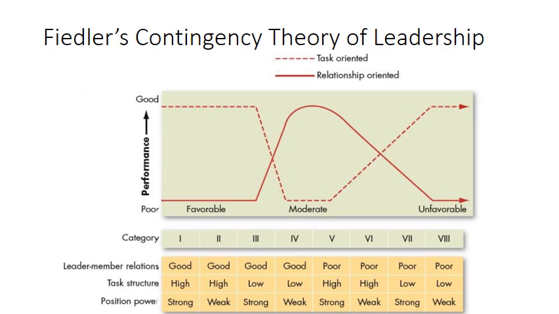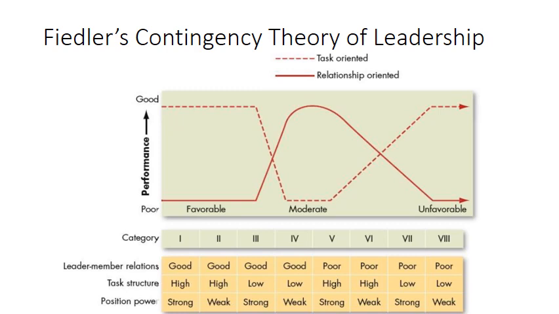See, Fiedler's contingency theory of leadership. Here you can see the dotted lines represent task oriented and the straight lines represent relationship oriented. The y-axis shows performance and the x-axis shows the categories. There are categories 1, 2, 3 up to 8, with the three situation variables: leader-member relations, task structure, and position power. From this graph we can find out that the task oriented leader's performance is very good in favorable and unfavorable situations.